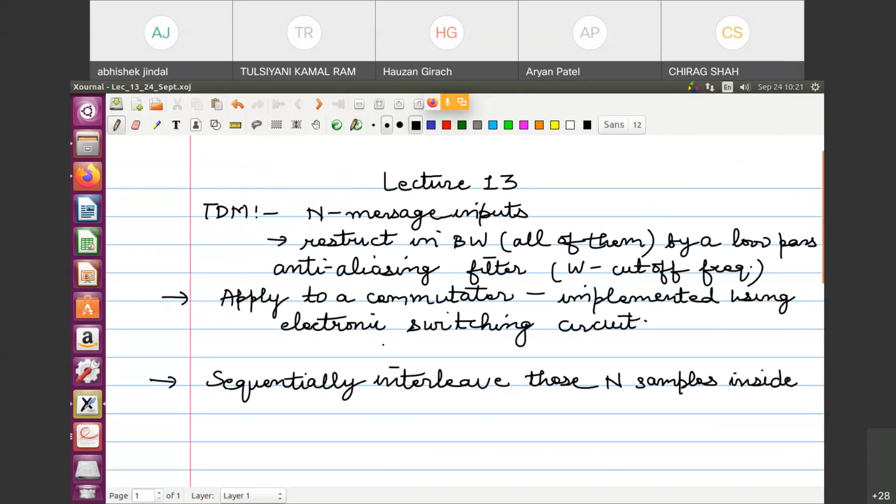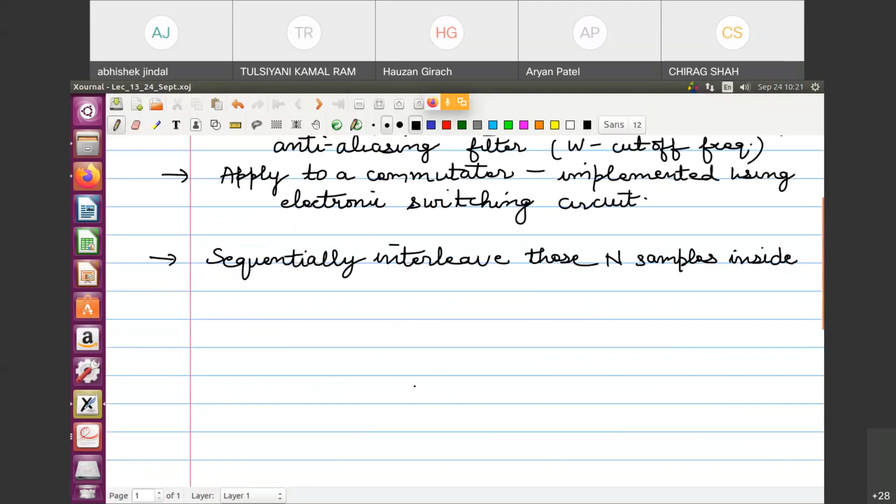In the TDM system we are studying right now, we are limiting each of the n input signals by a bandwidth W. It means all of them we are assuming will be sampled at a common rate. So first of all, we are discussing such a system, inside the sampling interval T_S.